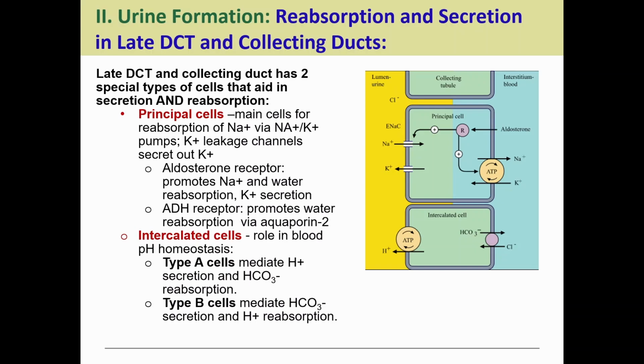So if things are too acidic, type A cells will get rid of the hydrogen ions and keep bicarbonate, therefore getting rid of acidic things to get us to more neutral. Type B cells are going to get rid of the bicarbonate, and they're going to reabsorb the hydrogen ions, going from basic to more neutral.